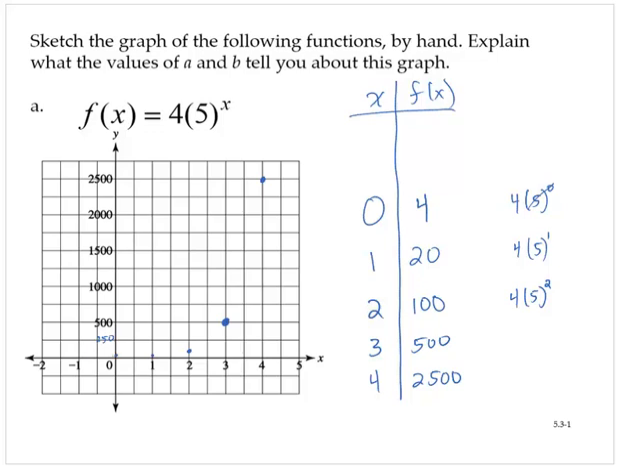Now what if we had a negative x value? So how about negative 1? Then we'd have 4 times 5 to the negative first. Well, recall that 5 to the negative first is 1/5, so that's 4 times 1/5, which is 4/5. Smaller than 1, and so even lower. And if x was negative 2, we'd have 4 times 5 to the negative second, which is 4 times 1/25, 4/25, which is 0.16. So again, very close to 0.